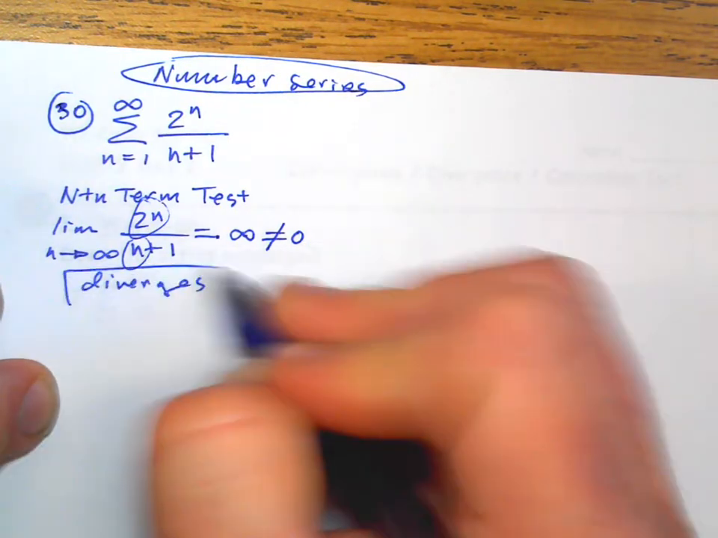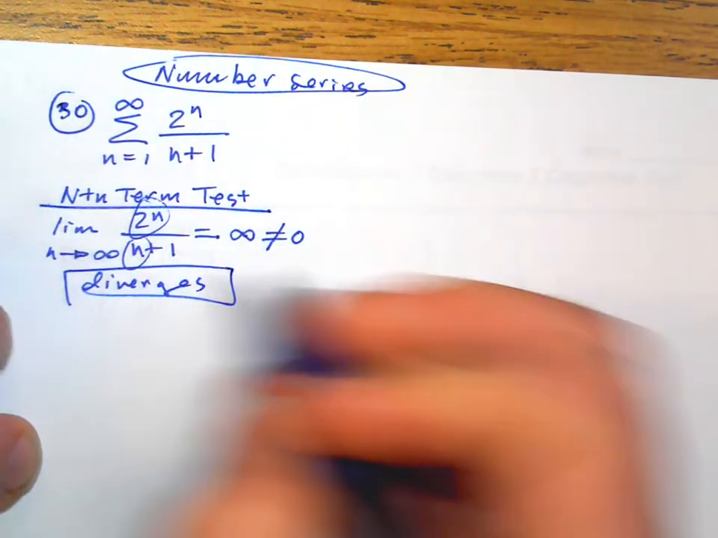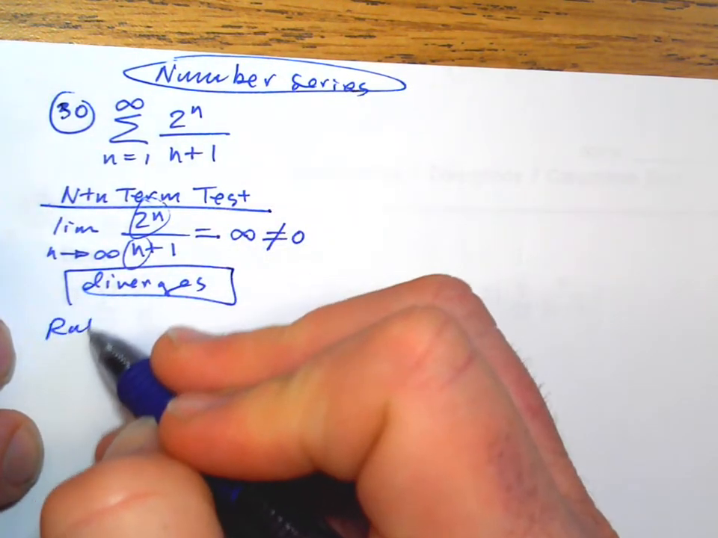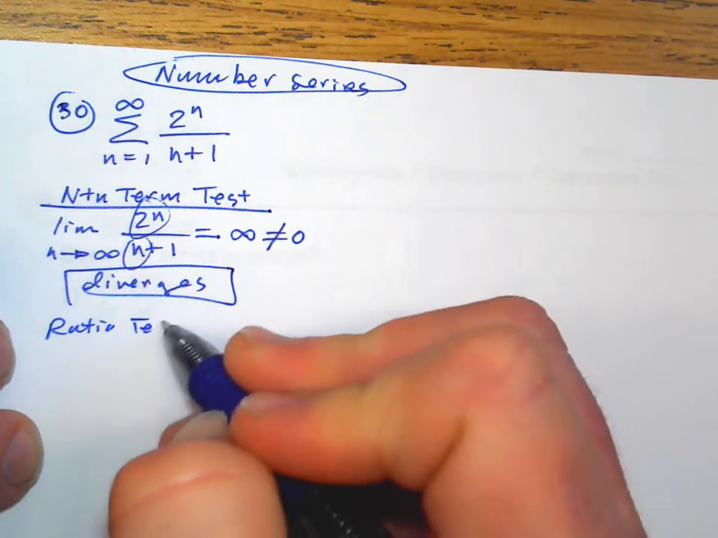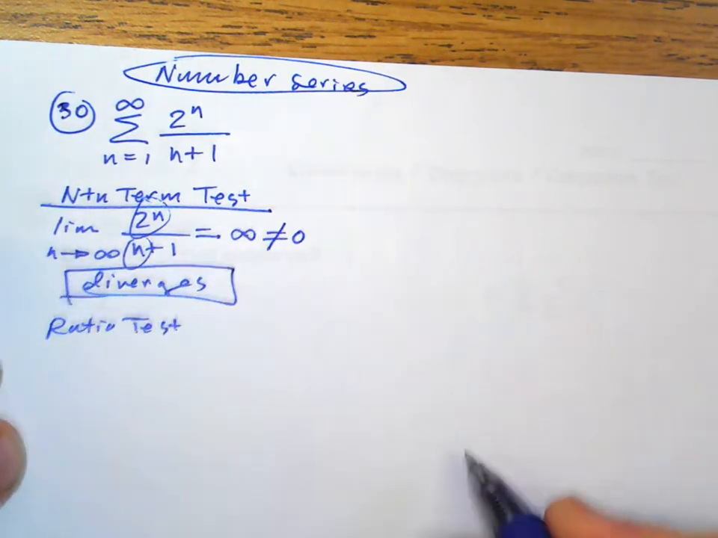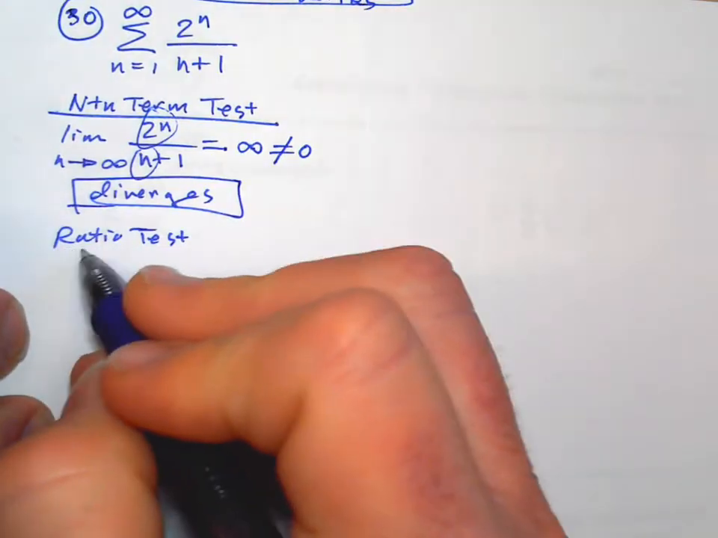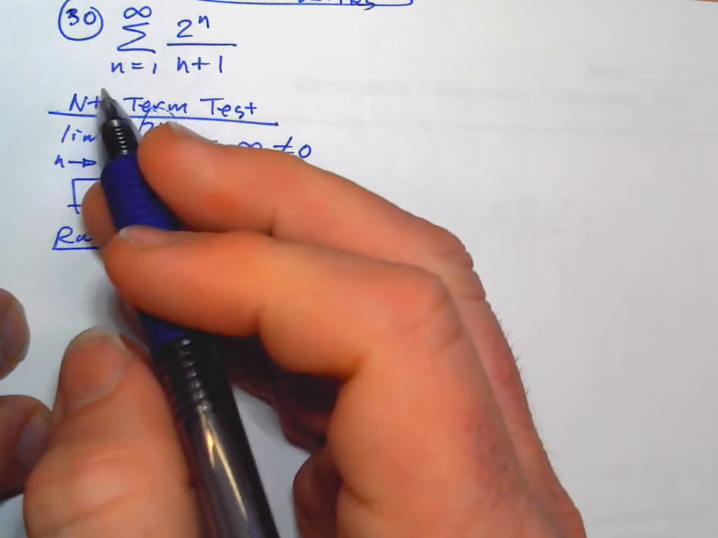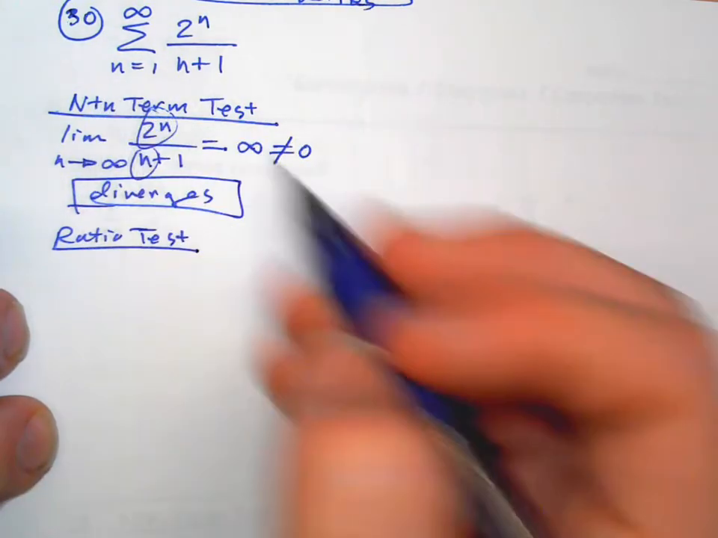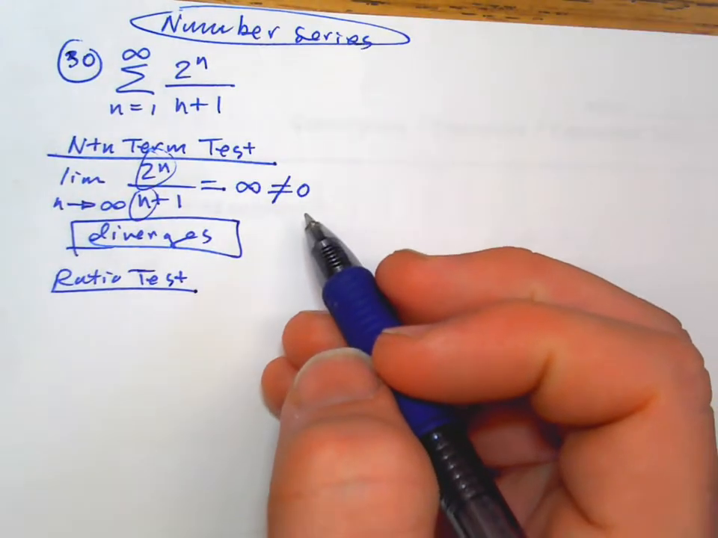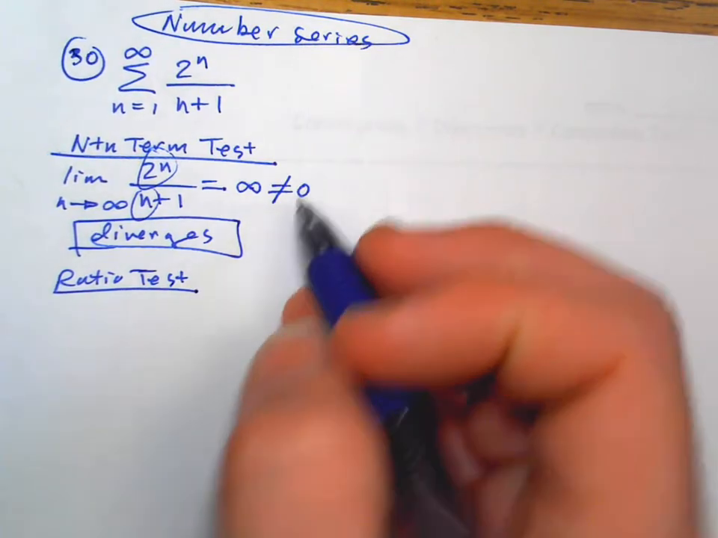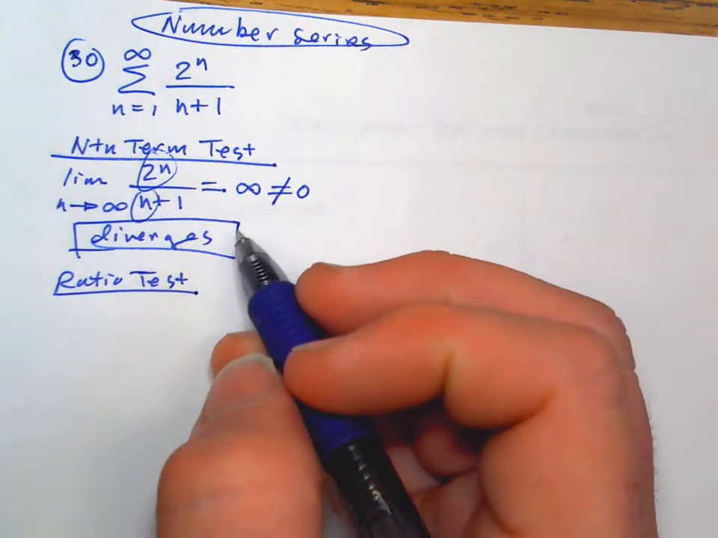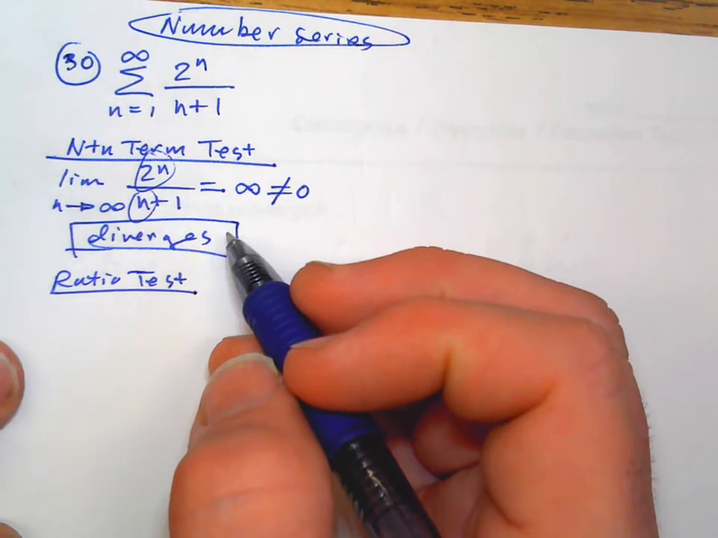You named the test, you showed the work for it. The only other test we know right now is the ratio test. We're going to learn a bunch more. Sometimes they're inconclusive. Sometimes they're conclusive. One tells the answer, one doesn't. They're not going to conflict with each other. The most they're going to do is just one's not going to be conclusive.